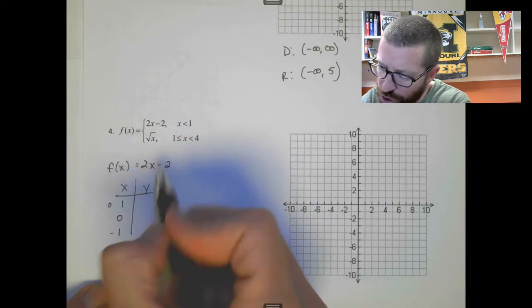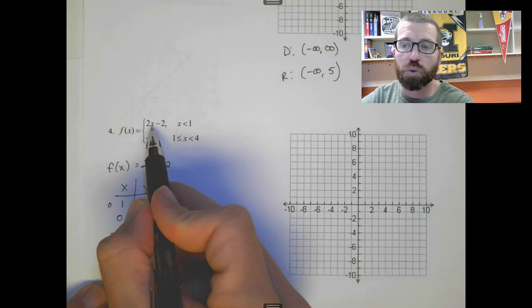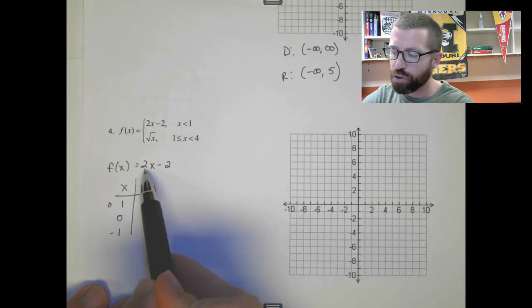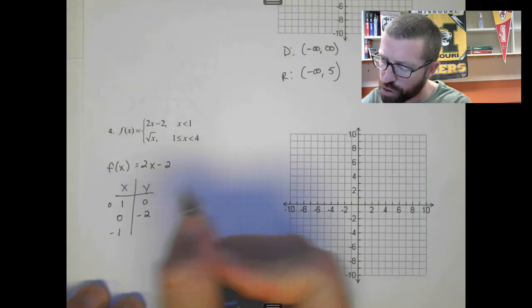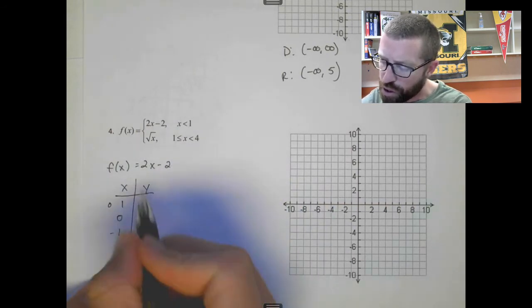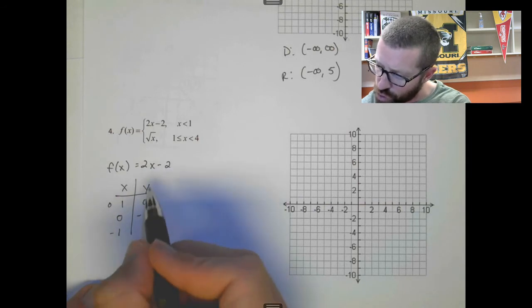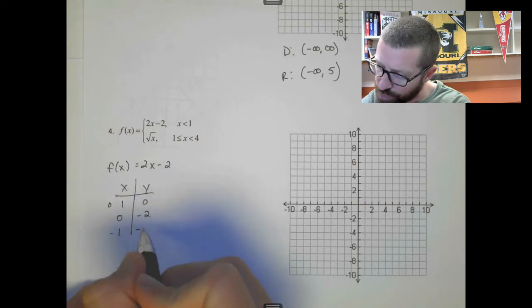So at 1, we get 0 when you plug 1 in here. Actually, let's do it right here. When you plug in 0, you get -2. And when you plug in -1, you get, should be -4.